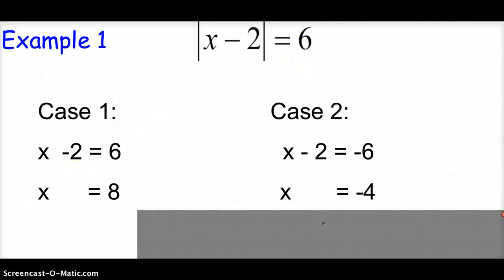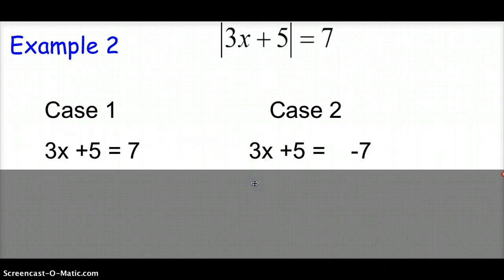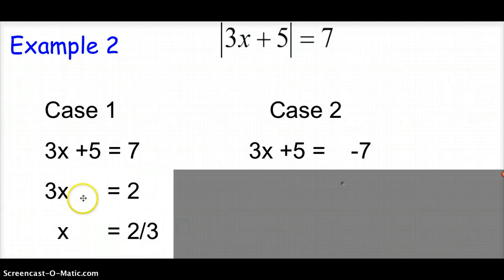Let's look at one more example. So we have the absolute value of 3x plus 5 equals 7. So case 1 is going to be 3x plus 5 equals 7. And case 2 is going to be 3x plus 5 equals negative 7. Again, same reasoning. Whatever the total amount of the stuff in here is, it's got to either equal 7 or negative 7 to have the absolute value be equal to 7 at the end. So let's focus on case 1 first. If we subtract 5 from both sides, we're going to end up with 3x equals 2. And then if we divide both sides by 3, we'll end up with x equals 2/3.